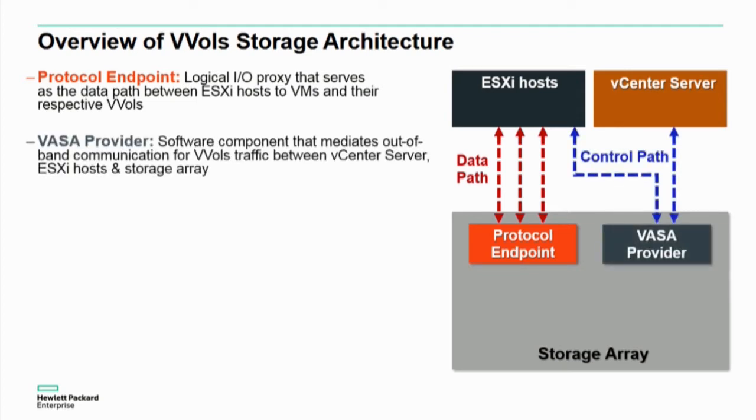Then we've got the VAS provider. The VAS provider is my communication mechanism, my control path, where information is passed back and forth from the array to the host to vCenter, things like what are my secondary LUN IDs and other information used there. The VAS provider can be either embedded within the array or an external component. Some vendors have embedded it within the array, with 3PAR and Nimble. Ours are embedded within the array. Optionally, other vendors have implemented it as a virtual appliance and other methods.